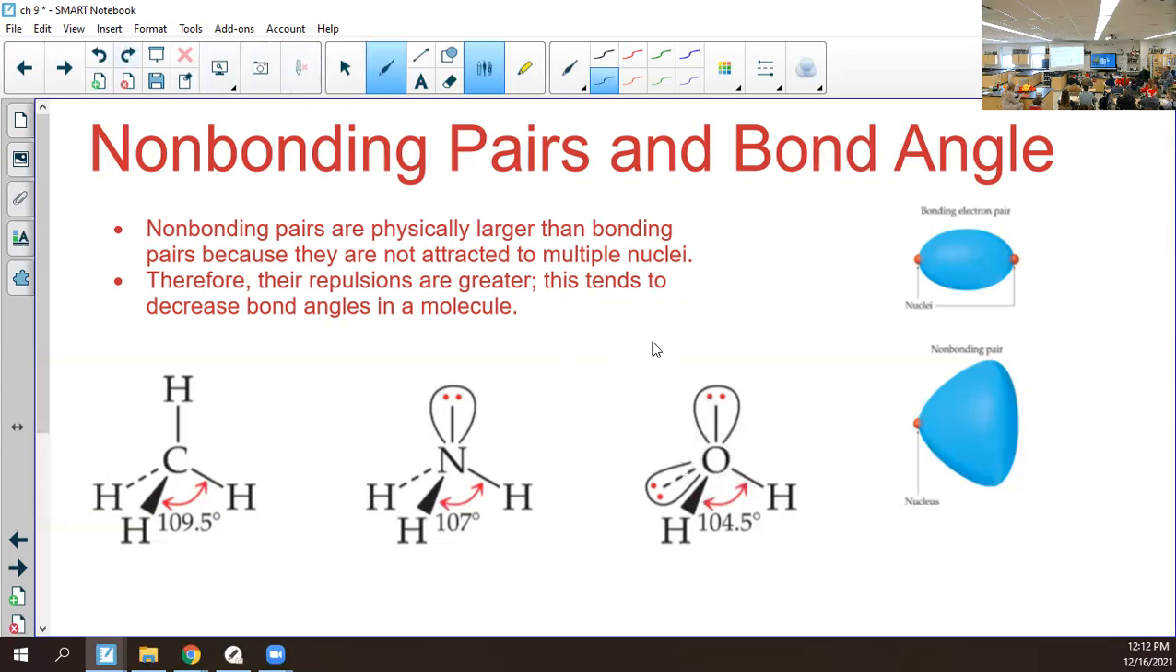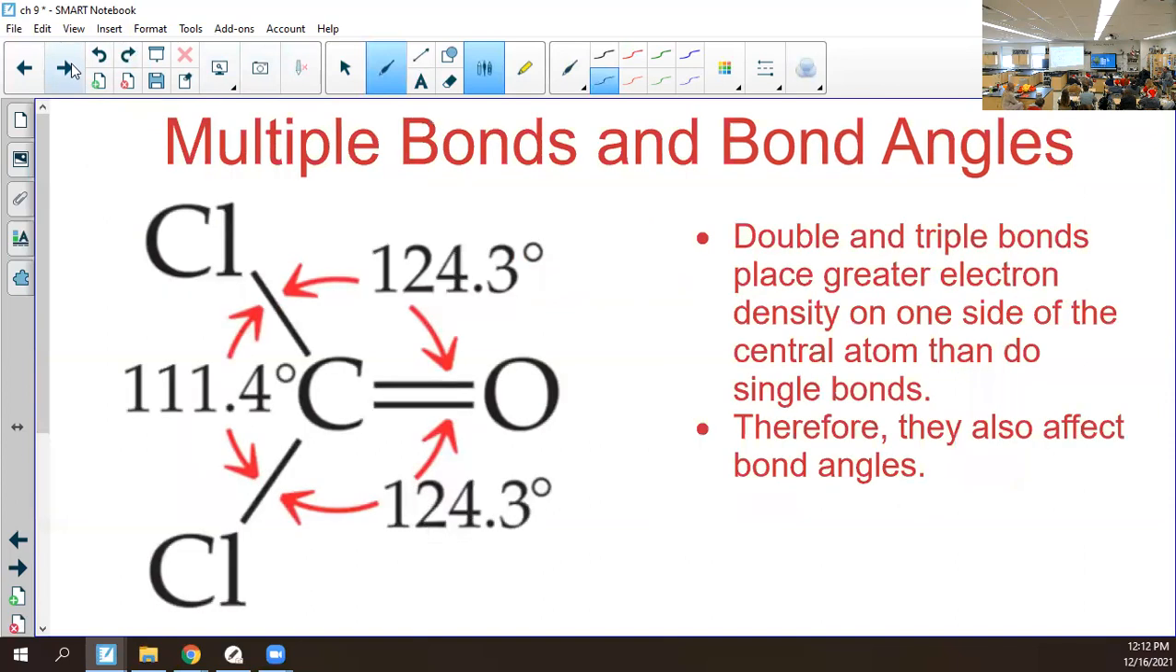All right, good points. I don't know. By your logic, it has to be different, but I'm not going to worry about it. Okay, here we go. All right, I guess this proves what you're saying right here. Double and triple bonds do the same thing. They place greater electron density on one side of the central atom than do single bonds. Therefore, they also affect bond angles.